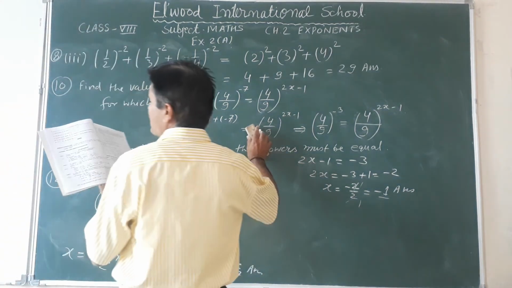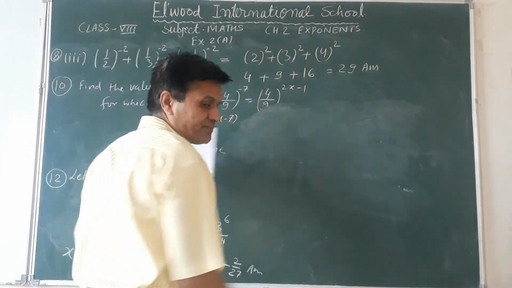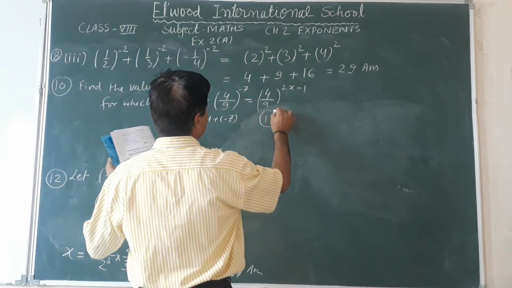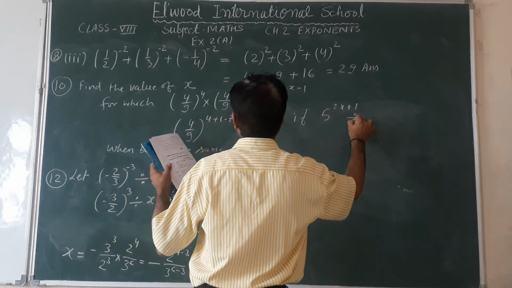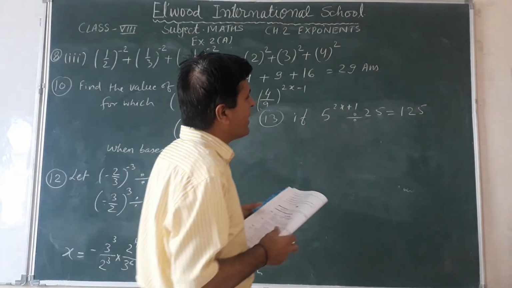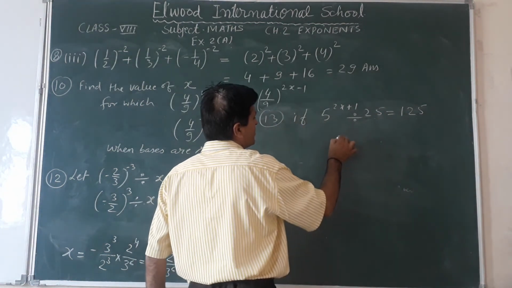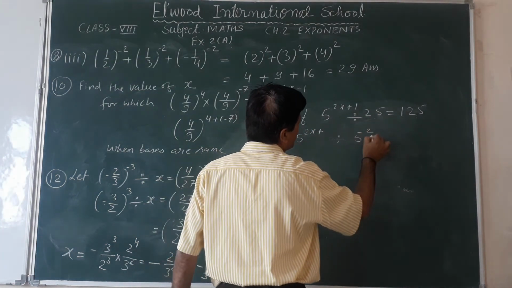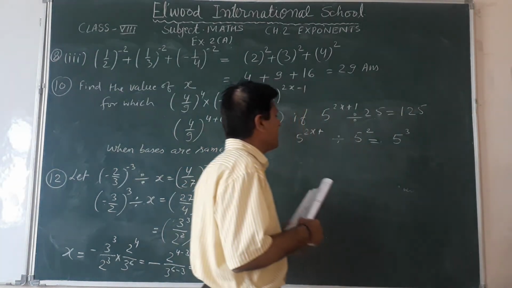Now let us solve the last question of this exercise, question number 13. The question is: if 5 to the power 2x plus 1 divided by 25 is equal to 125, then we have to find the value of x. First of all, we will convert these into exponential form. So 5 to the power 2x plus 1 divided by 5 to the power 2 is equal to 5 to the power 3, because 5 to the power 3 is 125.